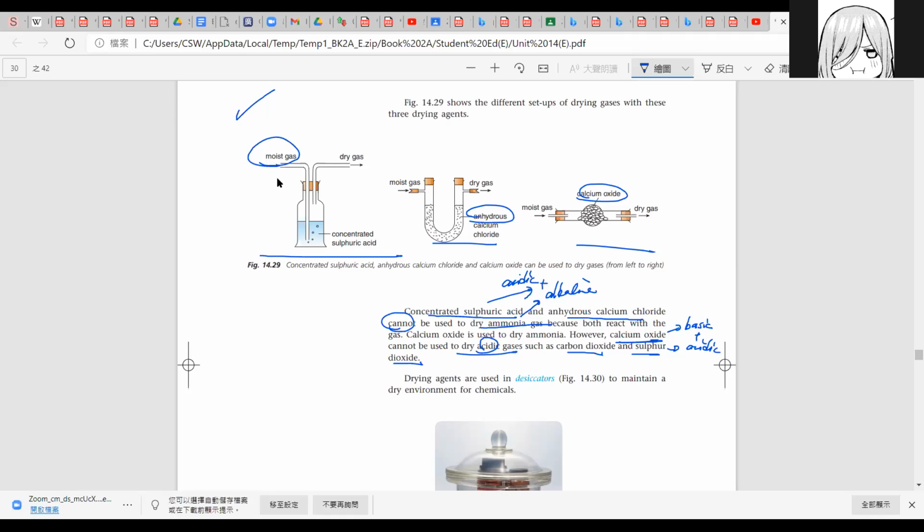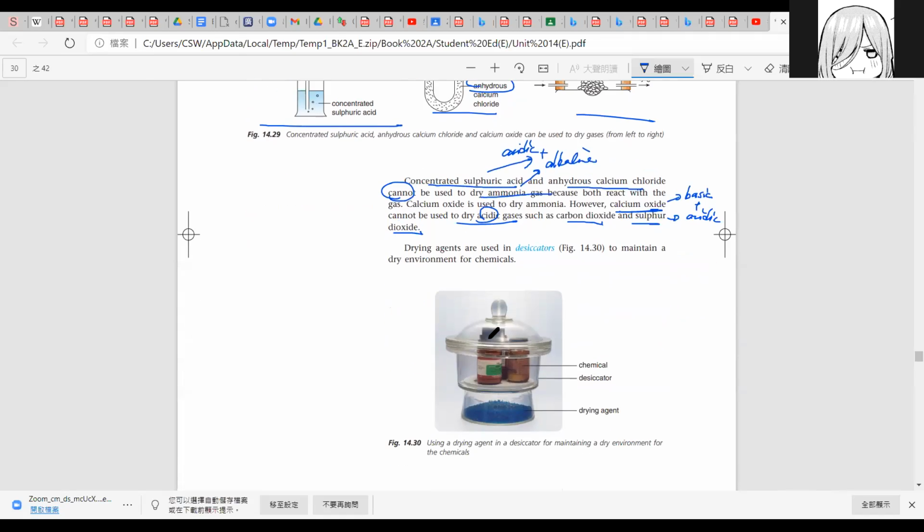So this is what I would like to draw attention to. The place where you would keep things dry is called a desiccator. It is a glass container. I put the drying agent at the bottom, and I put the chemical, which is rather hygroscopic and even deliquescent, inside, to keep it away from moisture.